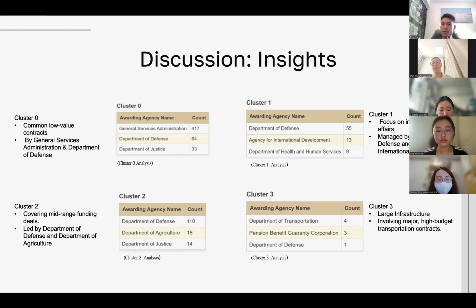And for the insights, cluster 0 is believed to be common low-value contracts with General Services Administration at most. Cluster 1 is related to international affairs, with international development and defense. And cluster 2 is believed to be mid-range funding deals, led by defense and agriculture. And the last cluster is focused on large infrastructure, involving high-budget transportation contracts.